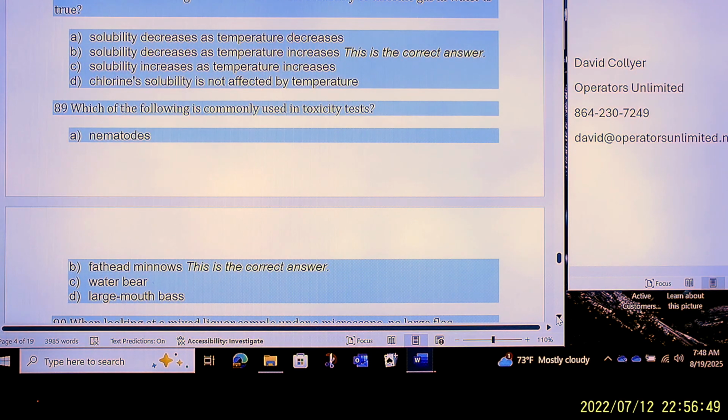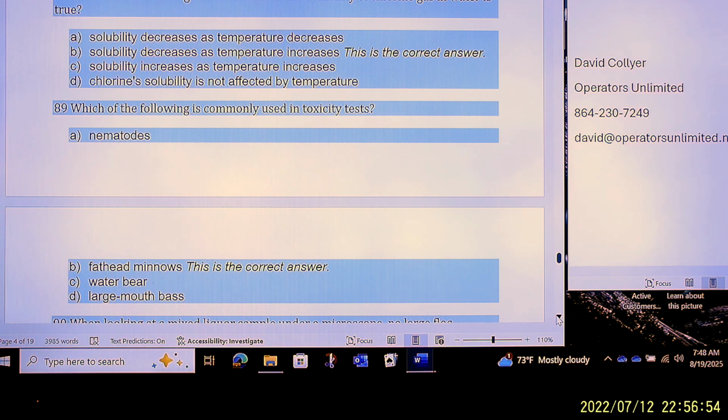88. Which of the following statements about the solubility of chlorine gas in water is true? A, solubility decreases as temperature decreases. B, solubility decreases as temperature increases. C, solubility increases as temperature increases. Or D, chlorine solubility is not affected by temperature. The answer to 88 is B, solubility decreases as temperature increases.